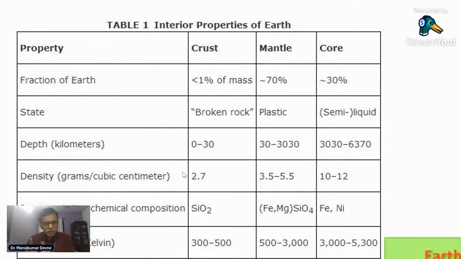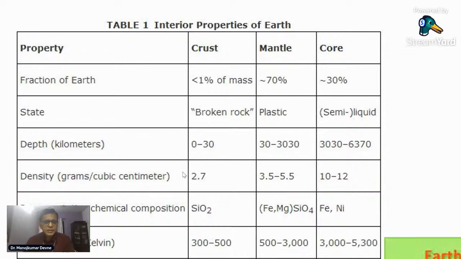Because if somebody remembers only these numbers, that could lead to misinformed information that you could pass on to others, or recollect on your own end. As far as the state of these three layers is concerned, the crust is basically broken rock, the mantle is near to plastic, and the core is semi-liquid, in the sense that the outer core is liquid and the inner core is solid.